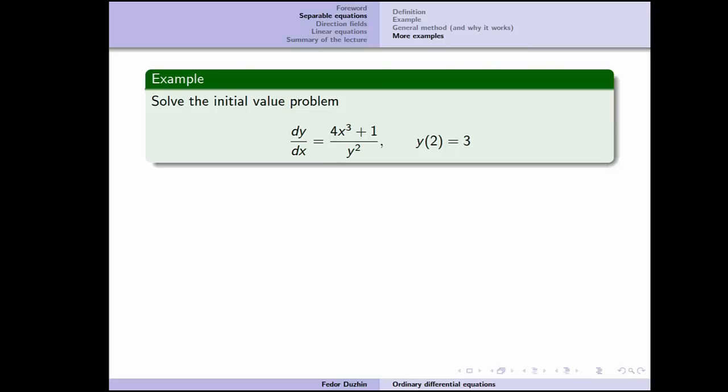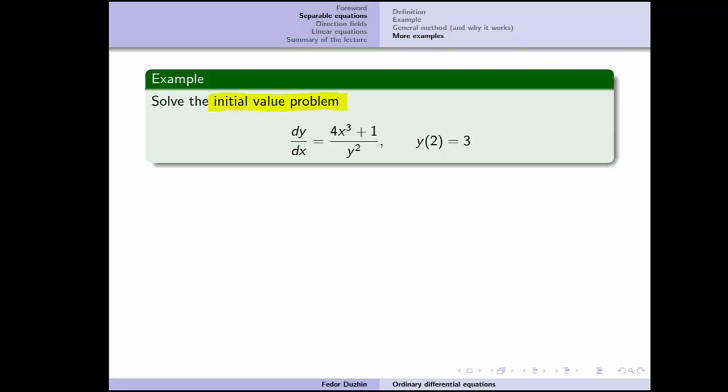Okay, in the next example we are going to solve the initial value problem. So it means that not only do we have a differential equation, but we also have the initial condition. So let's see how it changes the method.